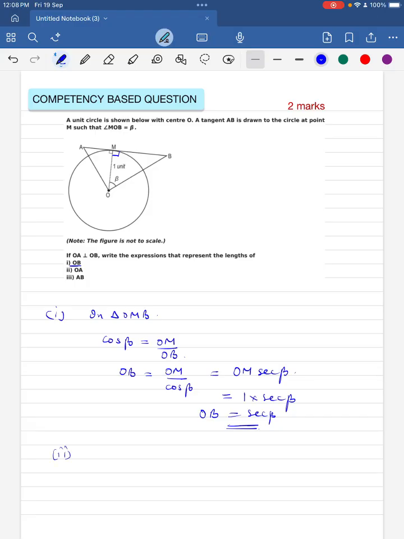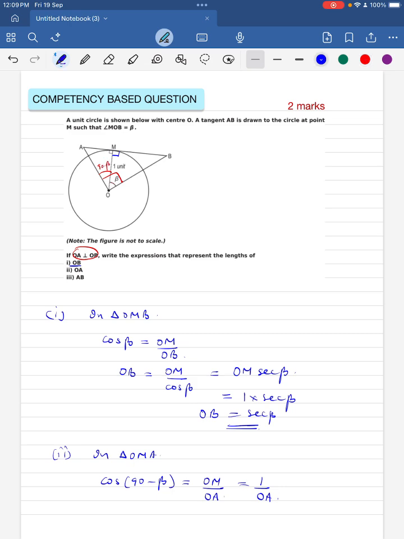Now in the second part, they're asking you to find the measure of OA. Now we could take the other triangle, that is triangle OMA this time. So in triangle OMA, I know that cos of 90 minus beta is equal to OM by OA. OA is the hypotenuse here. OM we know is 1 unit, so 1 by OA is equal to cos of 90 minus beta. Now why is it cos of 90 minus beta? Because we know this entire angle is 90 degrees, because OA and OB are given to be perpendicular to each other. So the rest of the angle, part of it is beta, so this angle would be 90 minus beta.